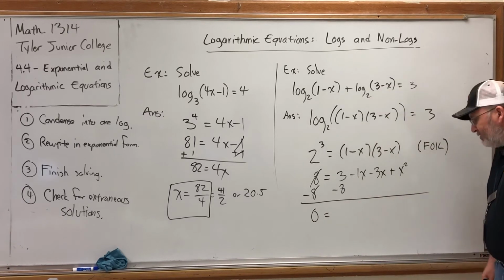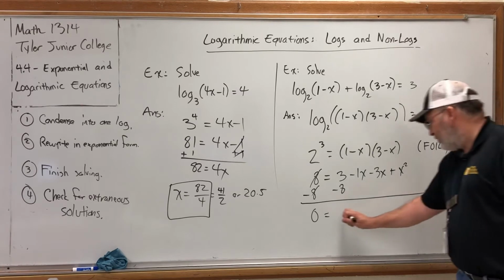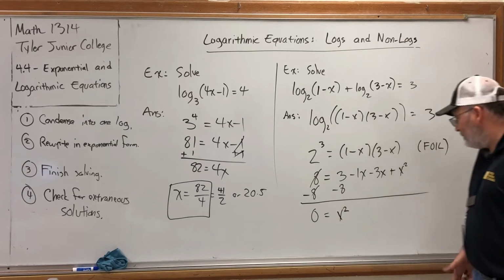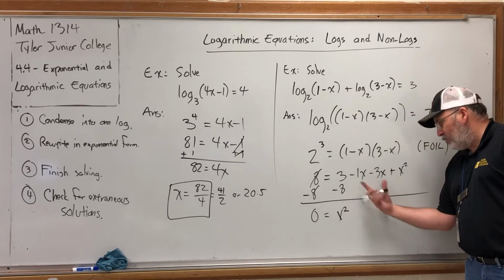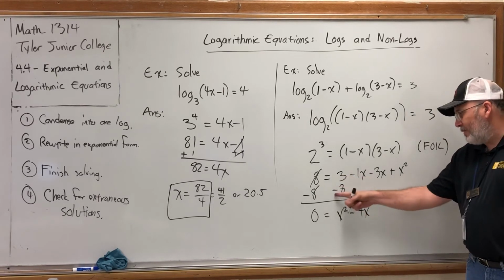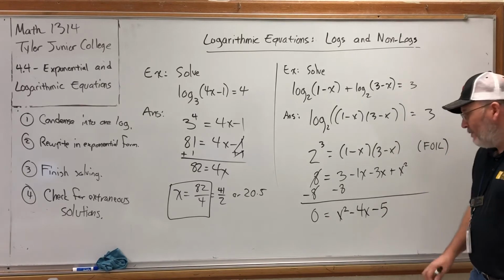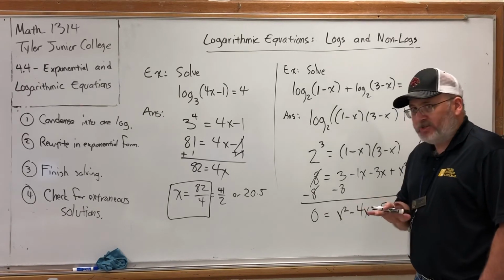Now let's start writing it in standard form, general form, excuse me. Highest power first is x squared. Next is my x to the first powers. I have 2 of them that make negative 4x. And then the constant term is 3 minus 8, which is negative 5. Again, it's not really that difficult. You just have to stay focused.